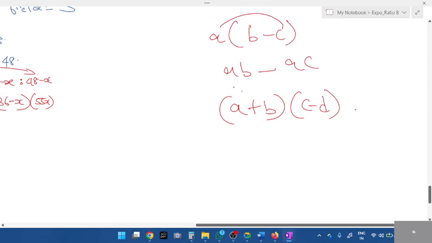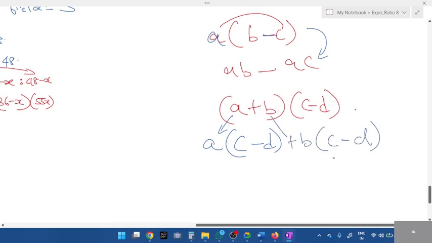When you have to multiply a value with a bracket, it's easy. You multiply A into B minus A into C. If you have two values in each bracket, take A outside first, then the entire thing in bracket. I've taught you all this. You will remember the bracket method. Then take plus B bracket C minus D. Then multiply: A into C is AC minus AD plus BC minus BD. Is this clear? Just check what I've done, students.